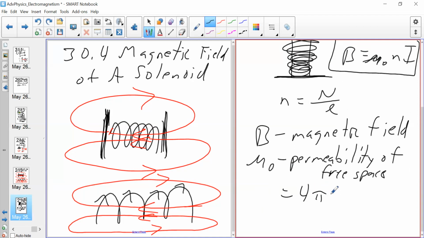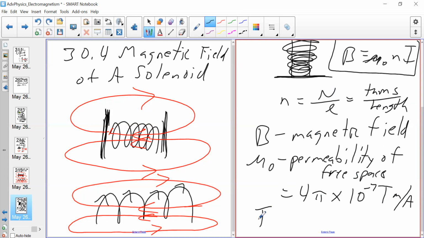And that's equal to 4 pi times 10 to the minus 7 Tesla meters per amp. n is the number of turns per length, and I is your current. Increase the current, the field gets really intense.